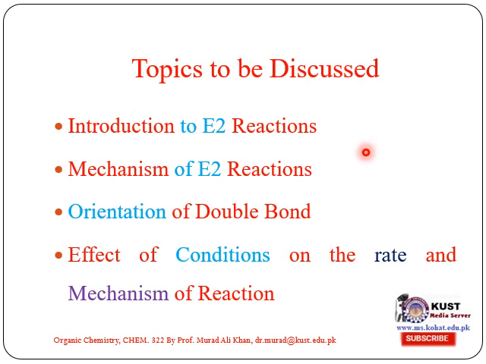and the effect of the conditions on the rate and mechanism of the reaction. There are different conditions associated with the reaction. That might be the temperature, the solvent, or the nature of the base, which can affect the rate and the mechanism of a reaction. So we will be discussing these conditions in detail, that is, which conditions can favor a certain type of product in the E2 reaction.